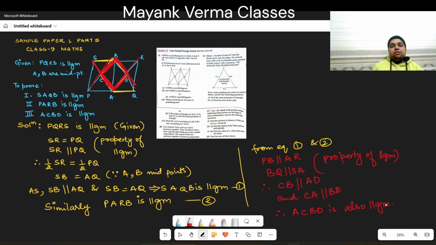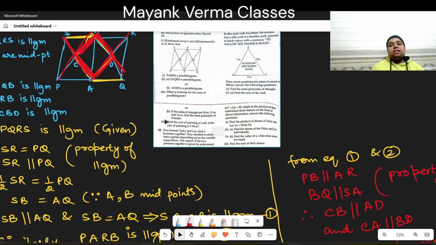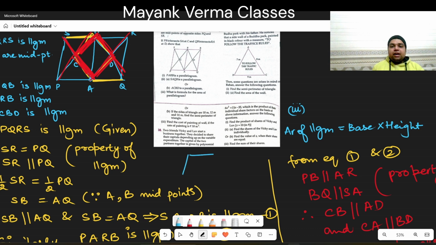This is the result. Now in the third part of this question, it is asking what is the formula of area of parallelogram. So you can directly say that area of parallelogram is base into height, which we already know. If I have a parallelogram with this base B and this height H, then the area of this parallelogram will be base into height.